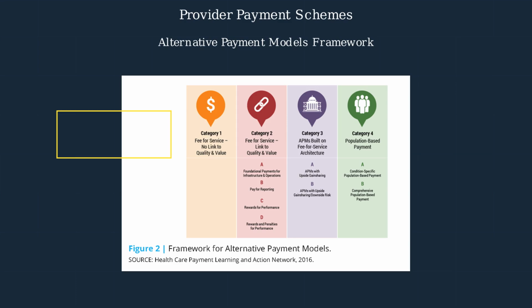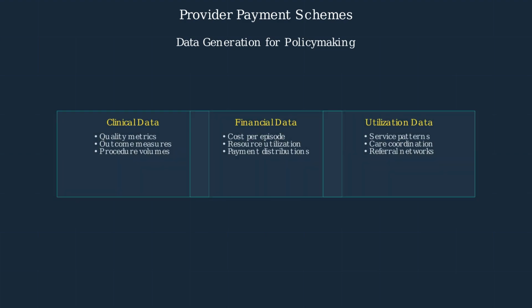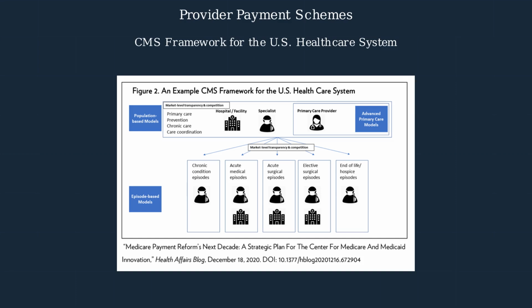Traditional fee-for-service models offer limited alignment with quality and health outcomes. Providers are paid per service without incentives to improve quality. In contrast, advanced payment models create accountability by linking payment to quality metrics, cost reduction, and patient outcomes. Well-designed payment schemes generate valuable data for policymaking. This includes clinical data on quality and outcomes, financial data on costs and resource utilization, and utilization data showing service patterns.